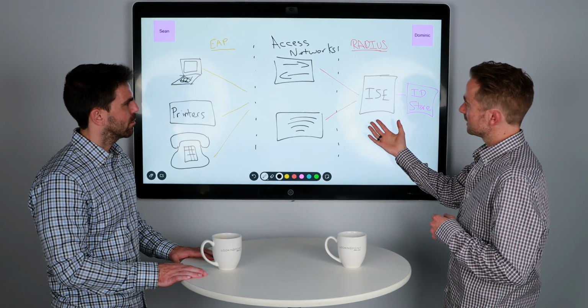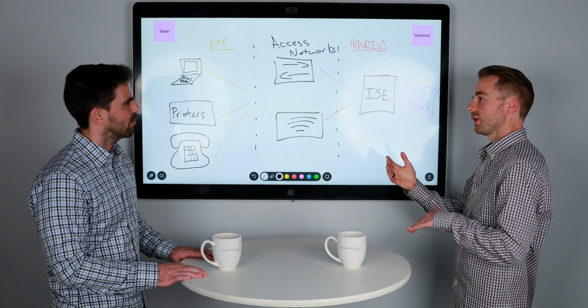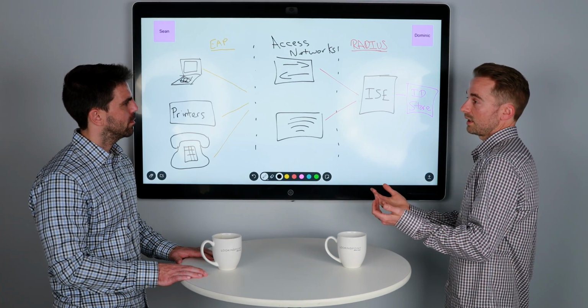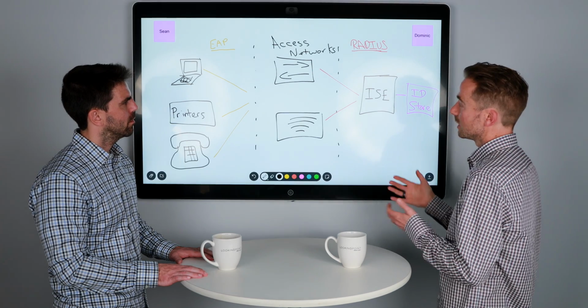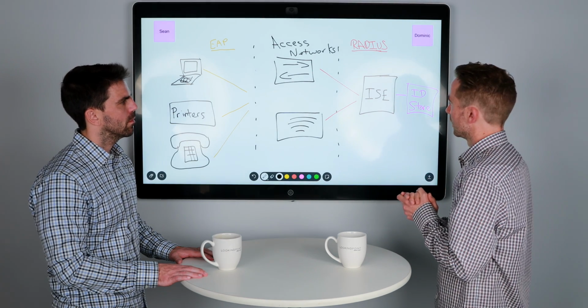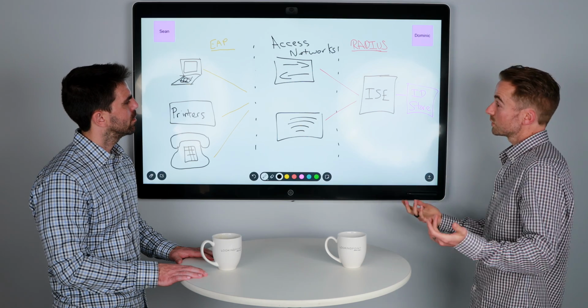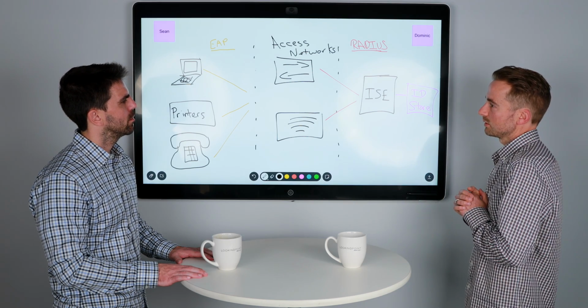They're going to forward them to ISE. ISE is going to use a robust policy engine to make a decision on whether or not the endpoint should get access to the network, or a limited set of access to the network. And for that purpose, ISE integrates with identity stores. So this most commonly is Microsoft Active Directory.